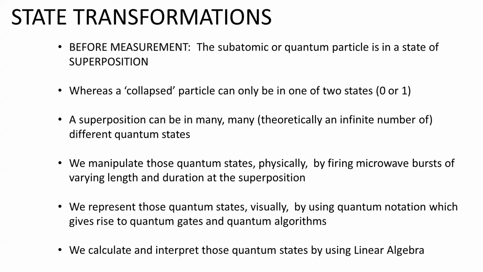So how can we manipulate it? And if you look at those 3 bottom sentences, that describes what quantum computing is. 1, we can manipulate the quantum states of the superposition physically by firing varying strengths of microwave pulses or bursts for different durations at the superposition. That's how we can physically control the state of the superposition.